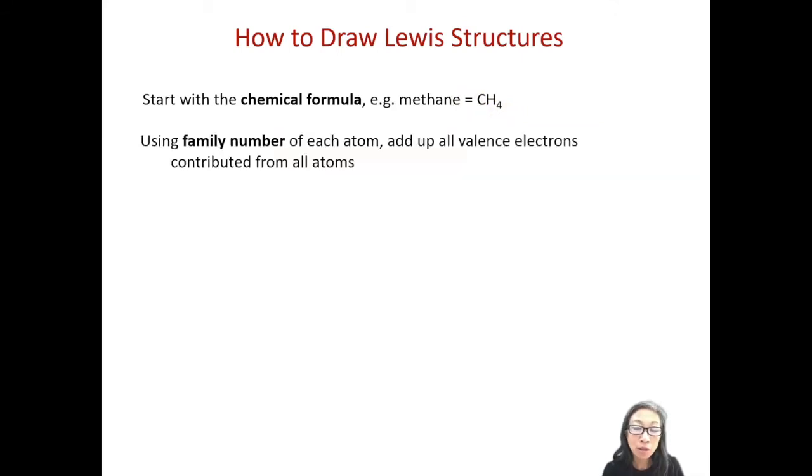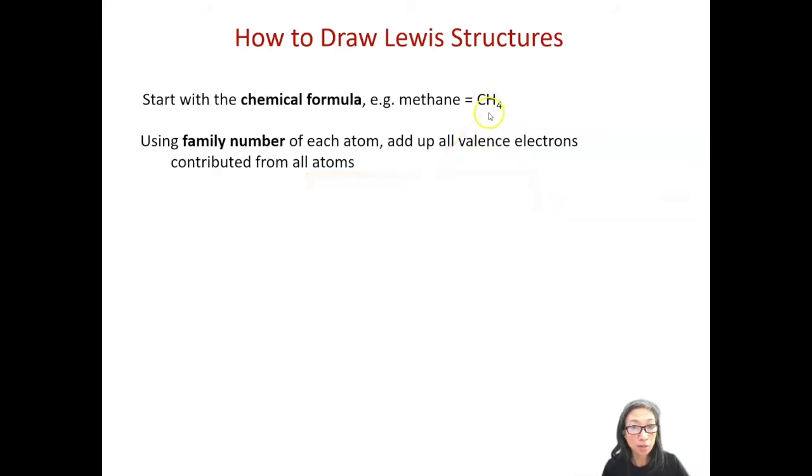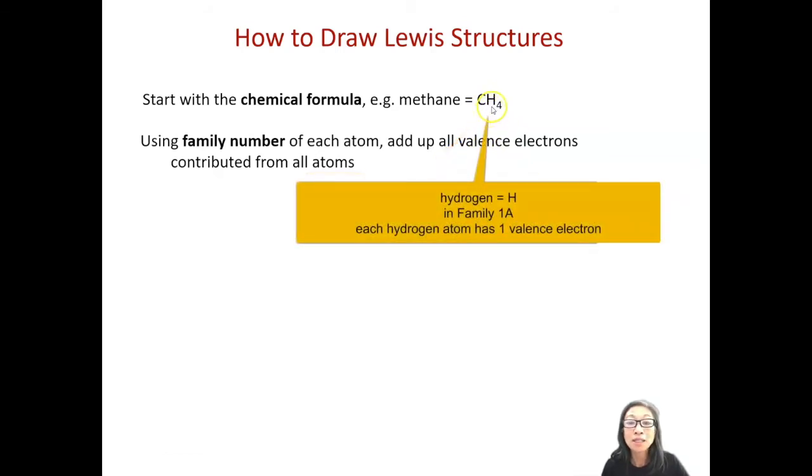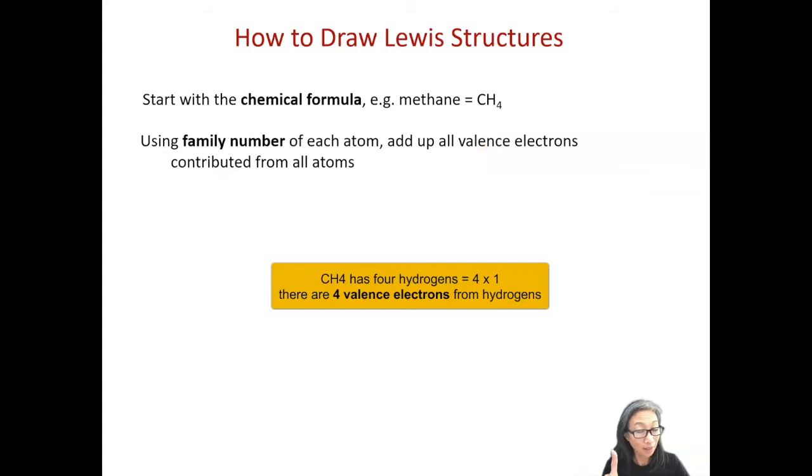Using a periodic table, look at the family number for each element. For carbon, you'll find this carbon symbol in family number four, which means that this carbon atom contributes four electrons. You'll find the hydrogen symbol in family one, which means that each hydrogen atom contributes one electron. From the chemical formula, CH4 has four hydrogens. So you want to multiply those four hydrogens times the one electron each hydrogen brings. So that's four electrons coming from those four hydrogens.